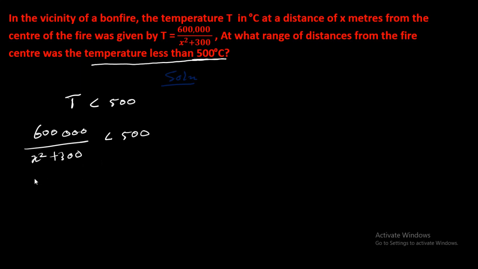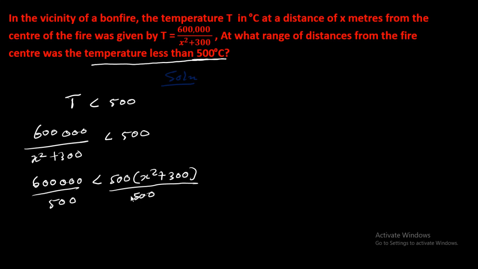This will give us 600,000 is less than 500 times (x squared plus 300). Then you can divide throughout by 500. When you divide throughout by 500, this side is going to be 1200 is less than x squared plus 300.